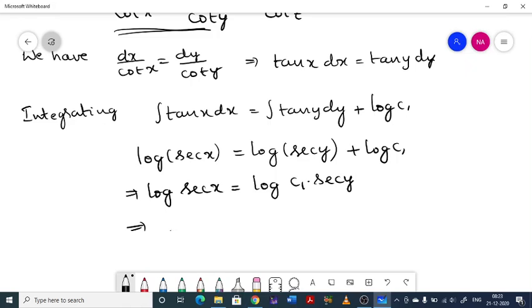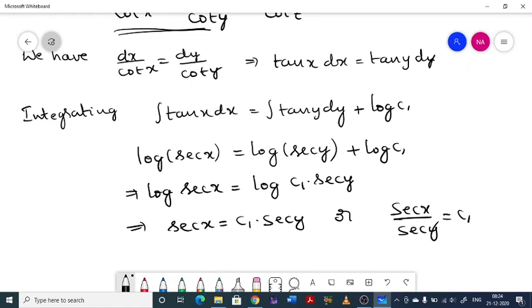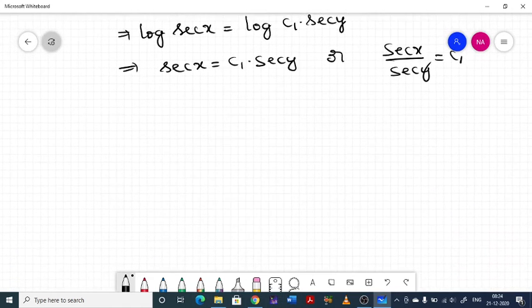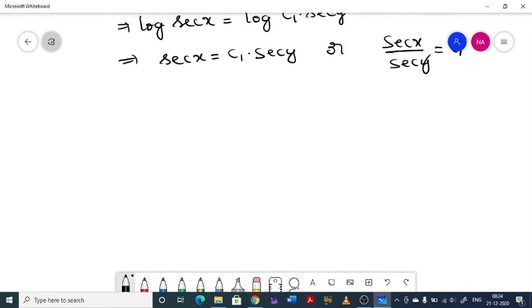So I got from this secant x equal to constant c1 into secant y, or the constant on one side and the remaining on the other side: secant x divided by secant y equal to c1. So from this we got u. Next, similarly we have dy by cot y equal to dz by cot z.